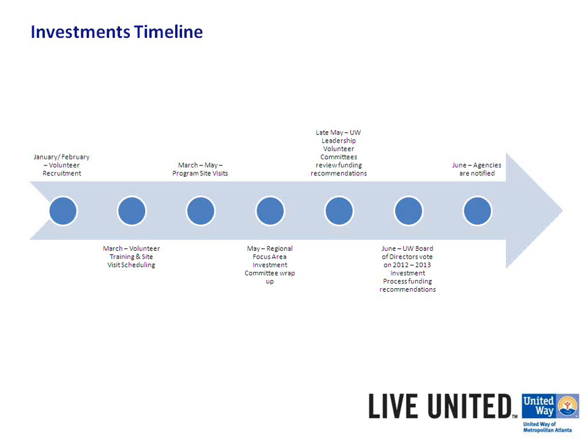In late May, United Way leadership and volunteer committees review funding recommendations. In June, the United Way Board of Directors votes on the 2012-2013 investment funding recommendations. In June, agencies are notified of their funding.